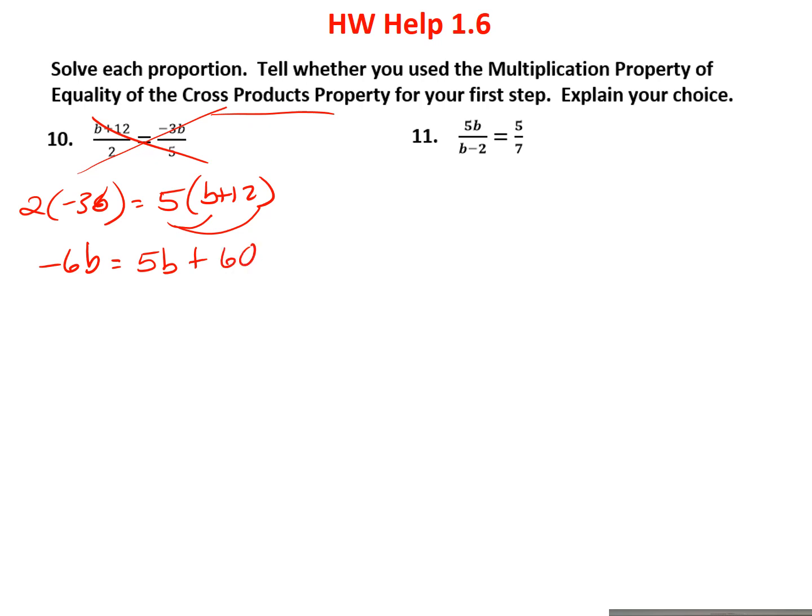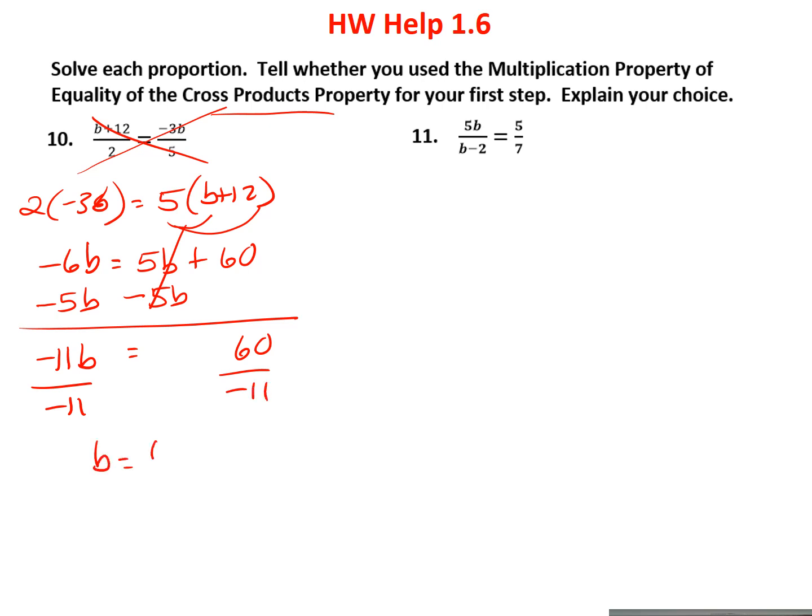Now we have a situation where we go back to what we learned before. Let's get all the variables on one side. So in this case, I'm going to go ahead and get all the variables on the left side. So to undo plus 5b, I'm going to minus 5b. So I end up with 60, that's 0, equals minus 11b. And now to undo this, I'm going to undo multiply by minus 11 by dividing by minus 11. Don't forget the negative sign. And I'm going to get that b equals negative 60 over 11. That's a really nasty number. So that doesn't simplify at all, so we'll just leave it alone like that.